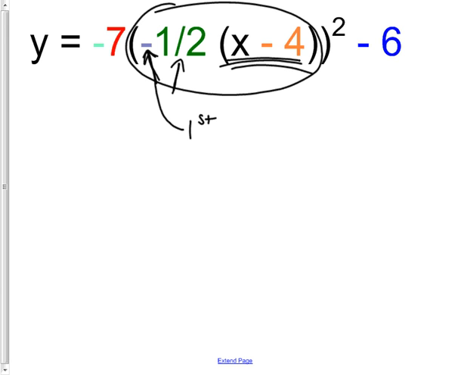So first is the flip, and it's a left-right flip. That's over, if I draw my little thing, a left-right goes over the y-axis. So it's a reflection over the y.